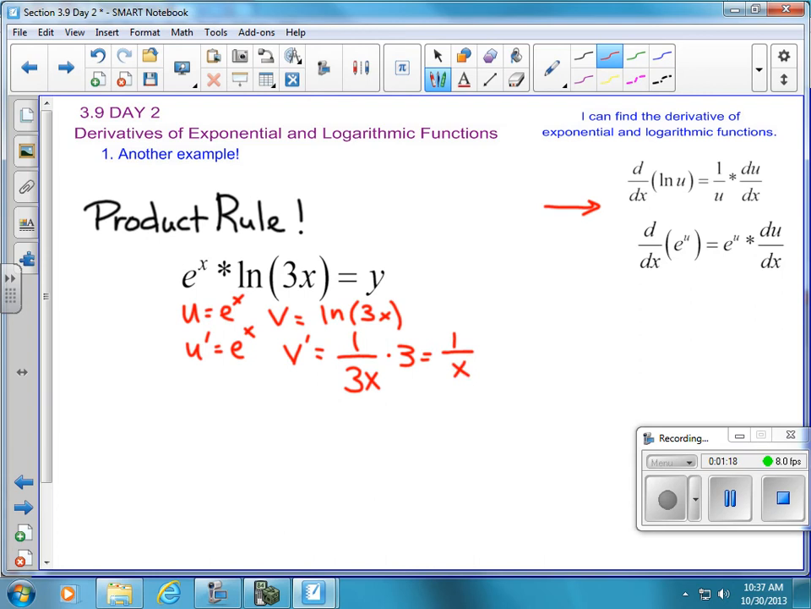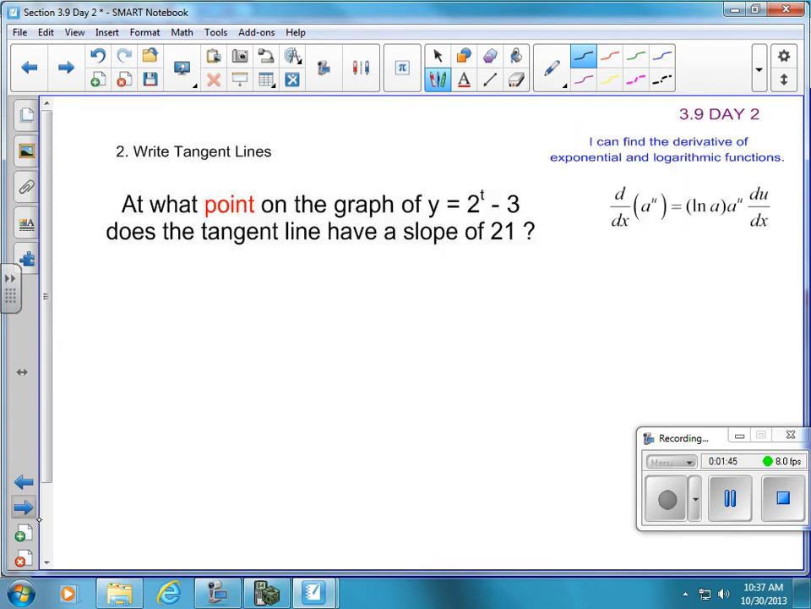All right, we're going to multiply these together using the product rule. So we have v times u prime, which means e to the x times ln of 3x. And we add that to e to the x times 1 over x, which looks like this. All right, and that's basically your derivative. You could pull out an e to the x and rewrite it, but that's basically your answer.